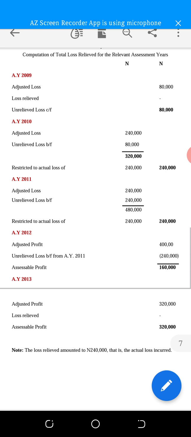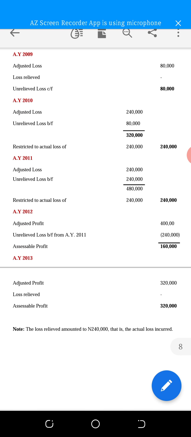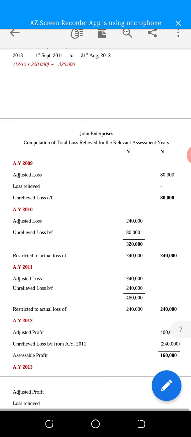Now in 2013, the adjusted profit is 320,000. Loss relieved, we are no longer carrying any loss forward because we totally relieved all our losses. Accessible profit 320,000. Note, the loss relieved amounted to 240,000. That is the actual loss incurred. This is the actual loss incurred, and that's how it's meant to be.